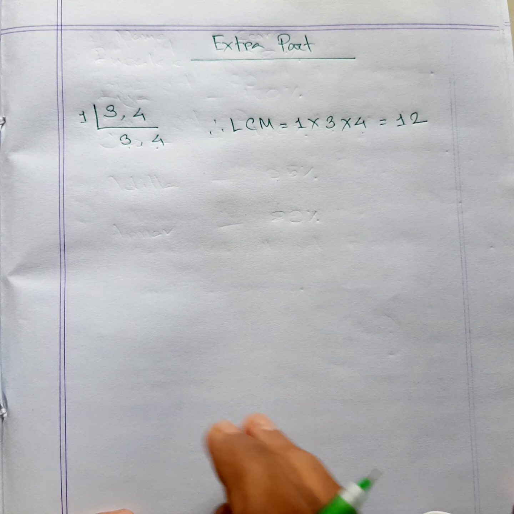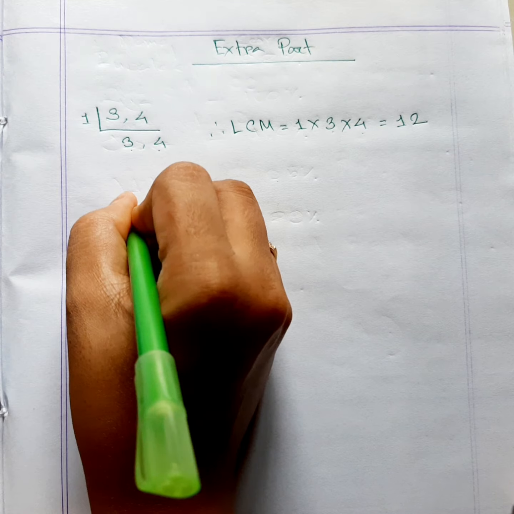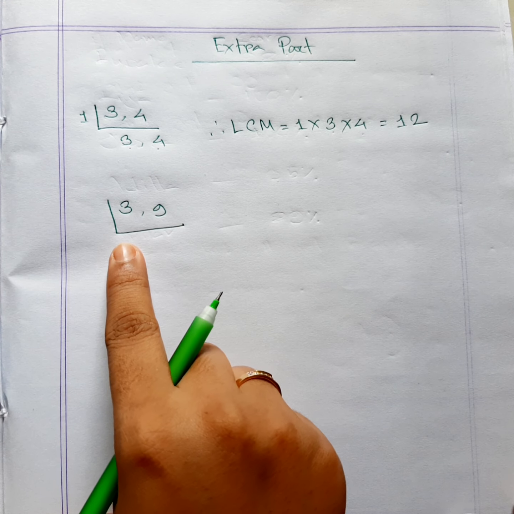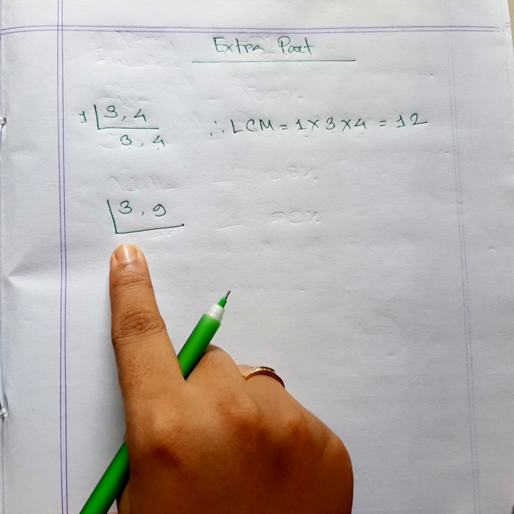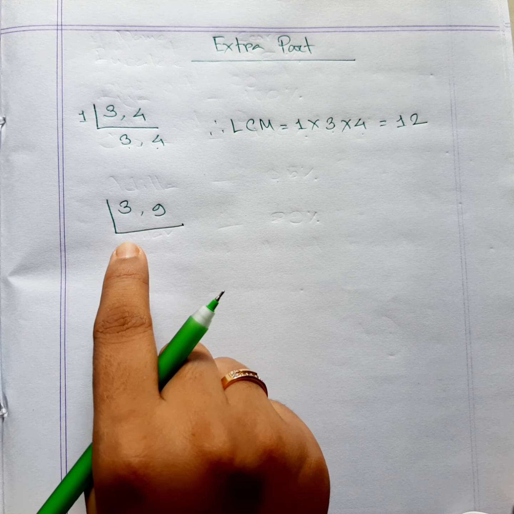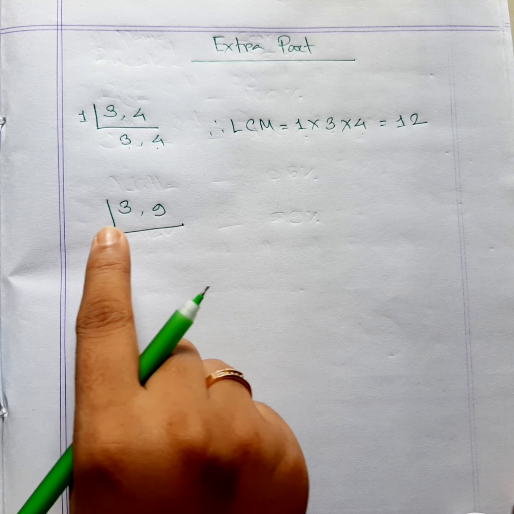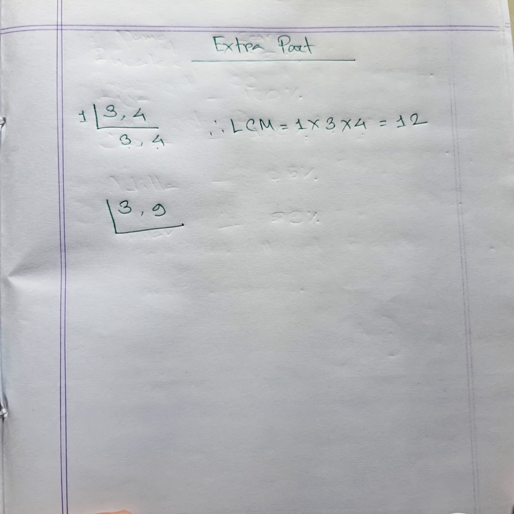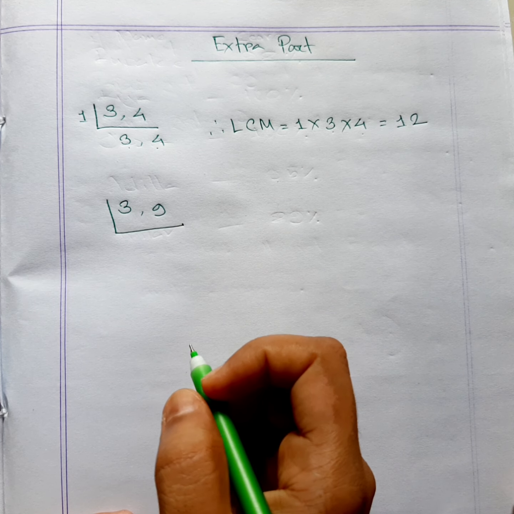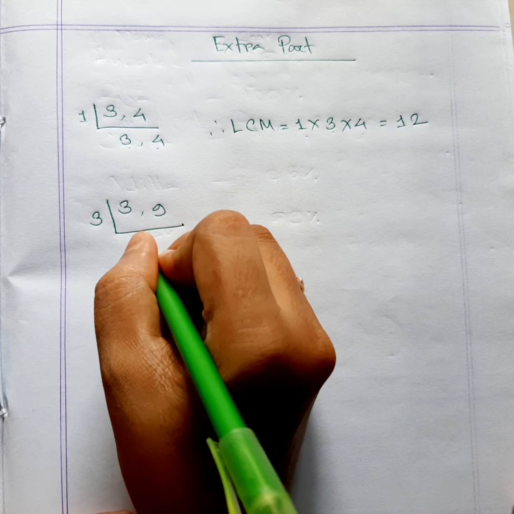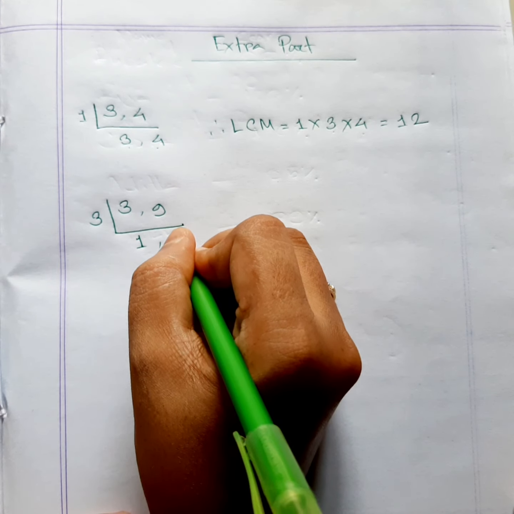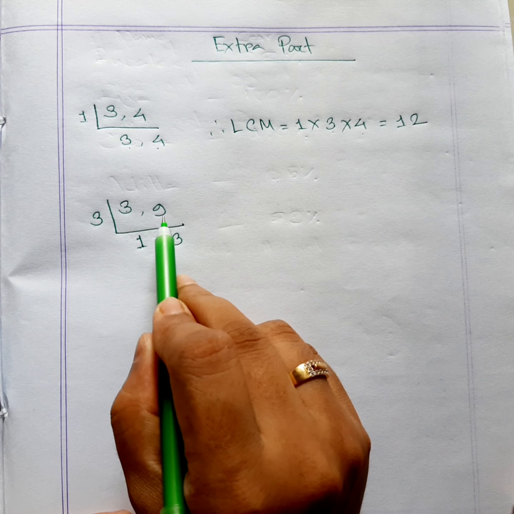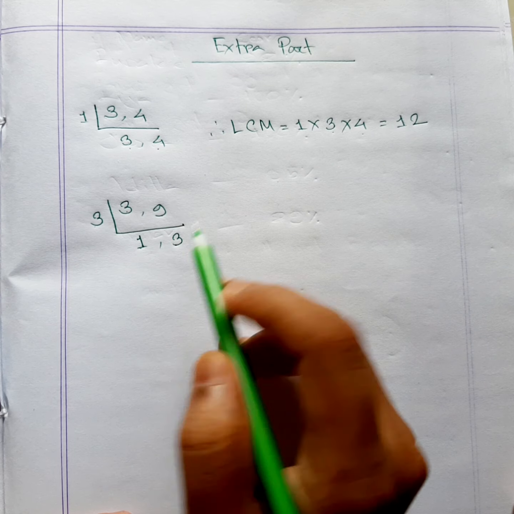Let's do another one. Suppose we are going to find out the LCM of 3 and 9. This time, what number can we choose? 1, yes, possibly. 2, no. 3, oh yes, with 3 we can divide 3 and 9, both of them. Let's go for 3 then. 3 1s are 3 and 3 3s are 9. If I divide 3 with 3, then we'll get 1. If we divide 9 with 3, then we'll get 3.